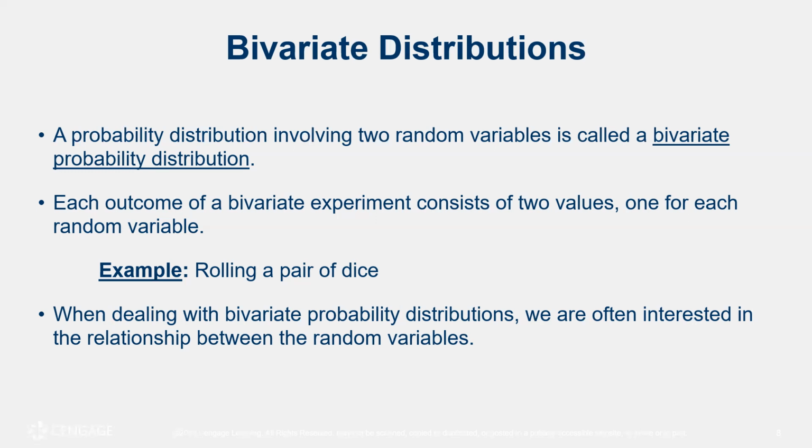So when dealing with bivariate probability distributions, we're often interested in the relationship between the two variables. Think of some of the presentations you did. In fact, even though we hadn't really got to this sort of thing very much yet, some of you were kind of eager to say, I want to understand the relationship between this.